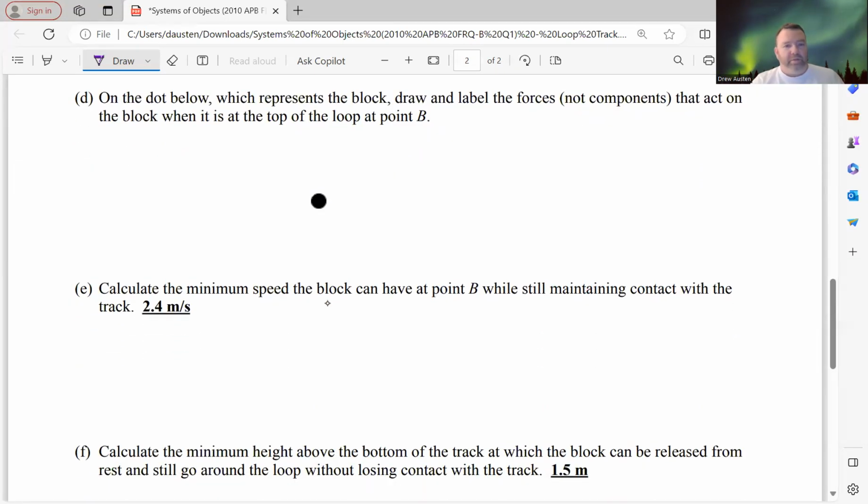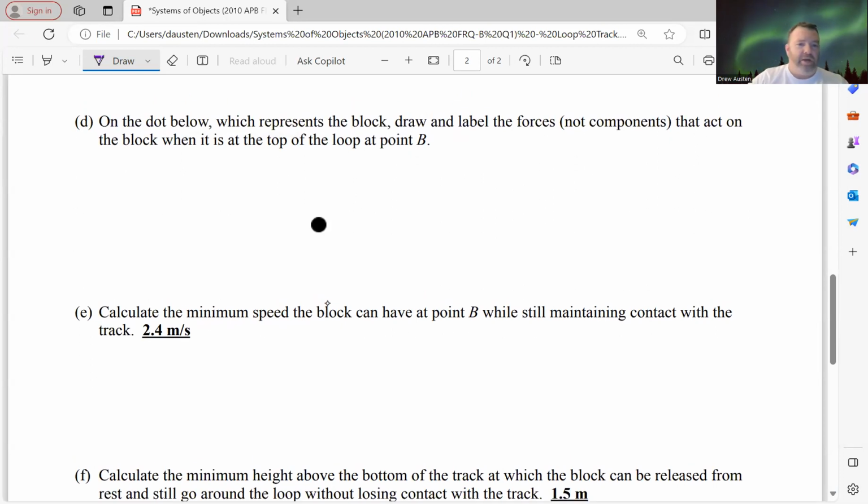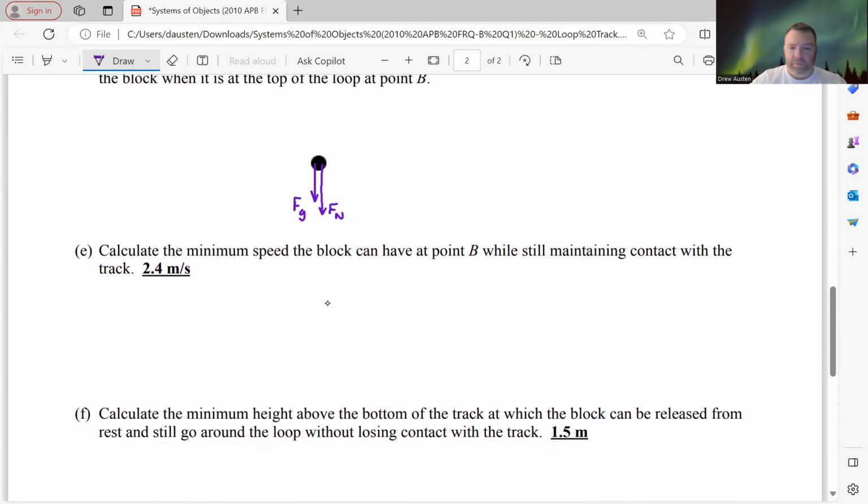Okay, on the dot, we want to draw the forces that act on the block when it is at the top of the loop at point B. So it's going to have a gravitational force going straight down, and it is also going to have a normal force going straight down since the track is above it. And those are the only two forces acting on the block.